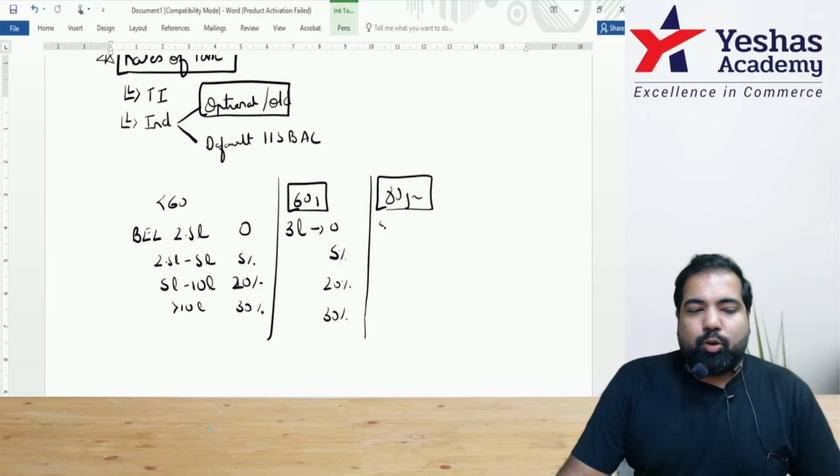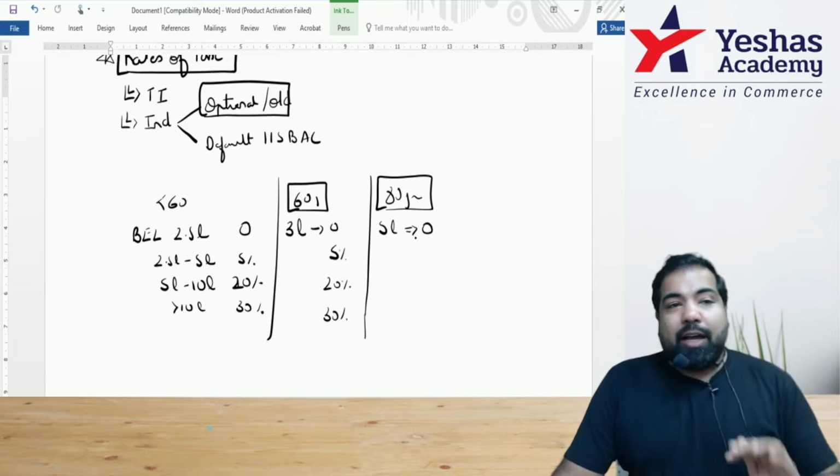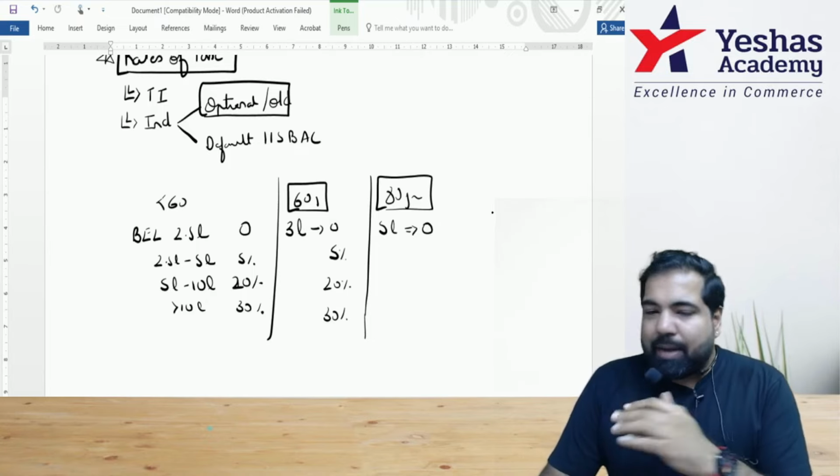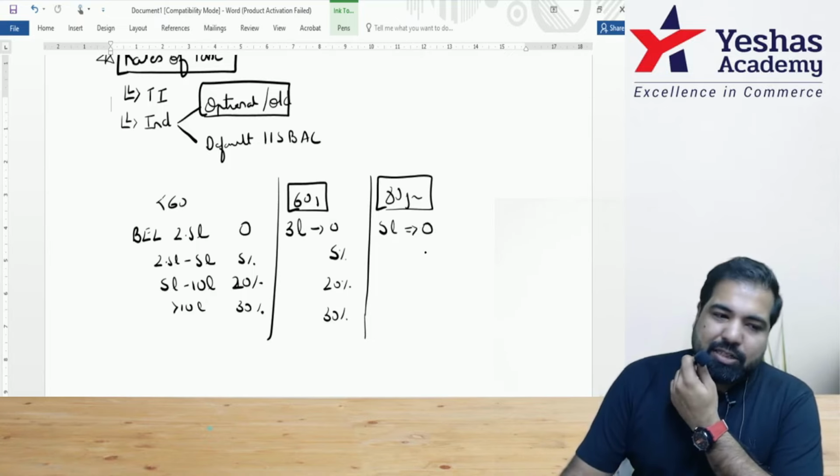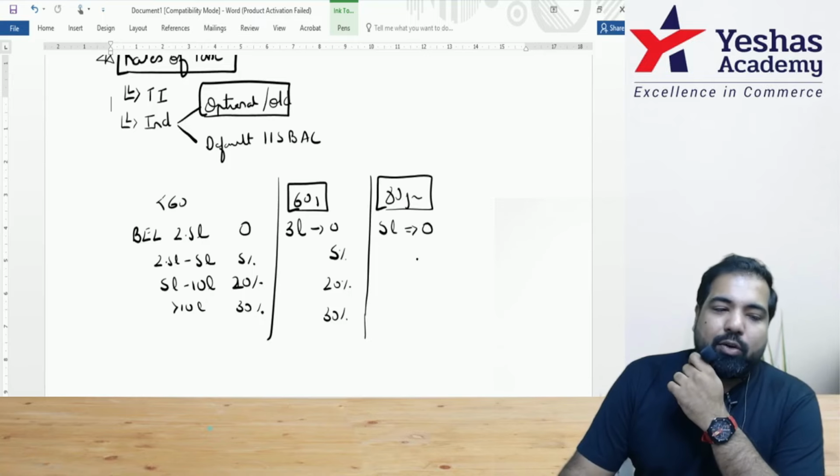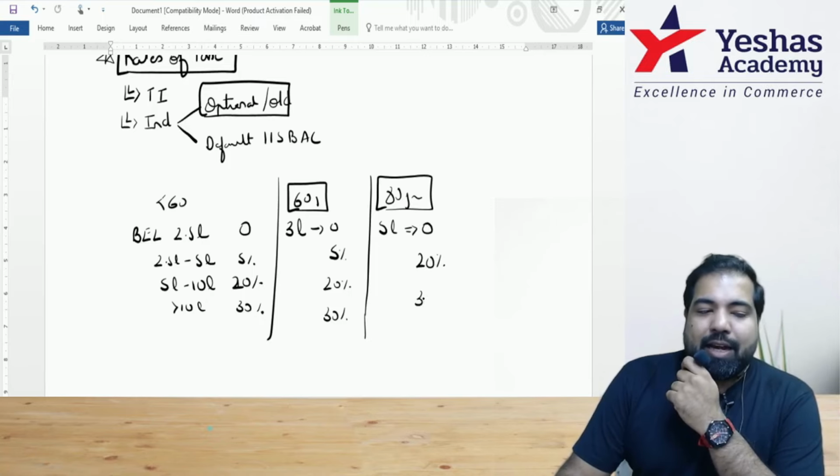For 80 years or more, up to how many lakh, guys? So you can earn higher income without paying any tax. All grandparents, great grandparents, guys, this is what they pay tax at. Up to 5 lakh, nothing. 5 to 10 lakh, straight 20%, and more than that, guys, 30%.